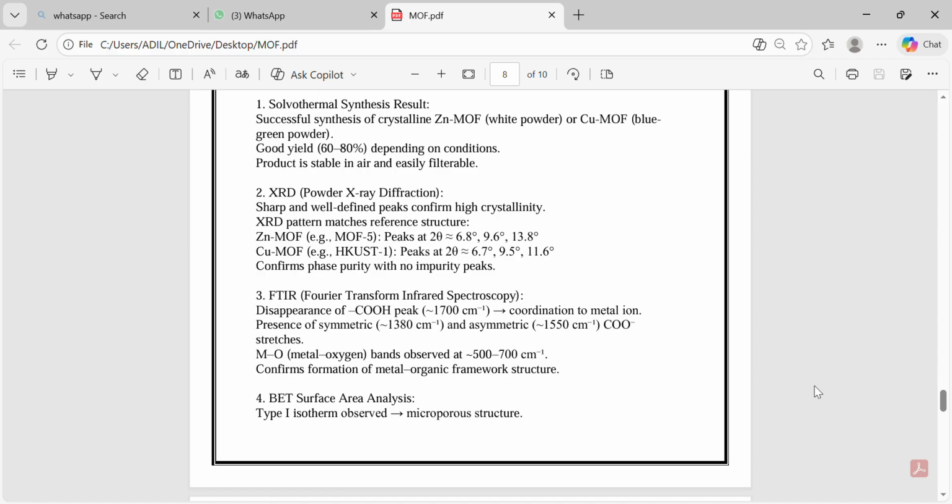Fourier transform infrared spectroscopy looks at molecular bonds. The disappearance of the carboxylic peak shows the acidic group joined to the metal. In the BET surface area test, the result shows a type 1 isotherm, meaning the material is microporous and has very small pores.